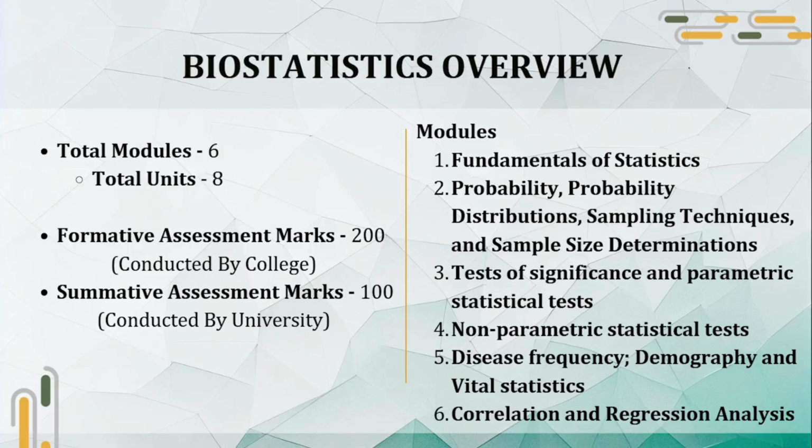In the biostatistics overview, there are a total of 6 modules, which are further divided into 8 units. Formative assessment, which will be conducted by the college or institutions, will be of 200 marks. Summative assessment, that is the final examination of 100 marks, will be conducted by the university. Modules in biostatistics are fundamentals of statistics, probability distribution, sampling techniques and sample size determination, test of significance and parametric statistical tests, non-parametric statistical tests, disease frequency, demography and vital statistics, and correlation and regression analysis.